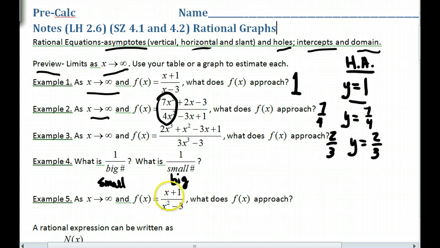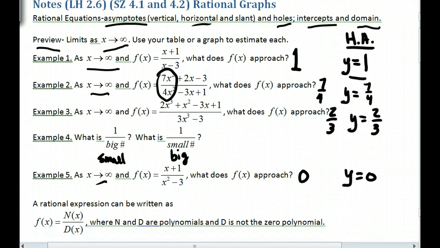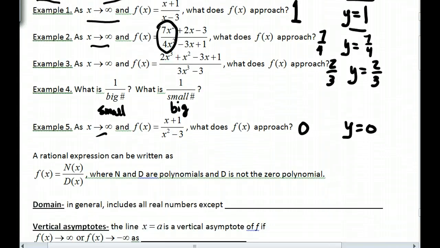So what happens here is that, yeah, both of these are getting big as x goes to infinity. However, this denominator is growing much faster. And so as the denominator grows much faster, I'm going to get smaller and smaller. And so what I say is that this would approach 0. So the horizontal asymptote, whenever the degree on the denominator is bigger than the degree on the numerator, then we're going to go to 0. Bottom's growing faster than the top. Boom, 0. Okay? Those are horizontal asymptotes.